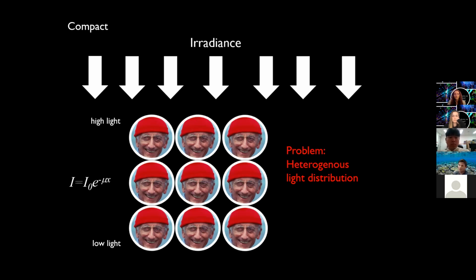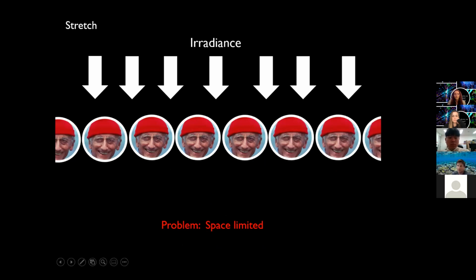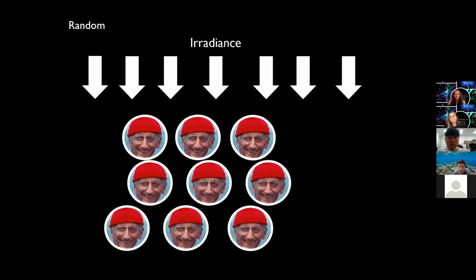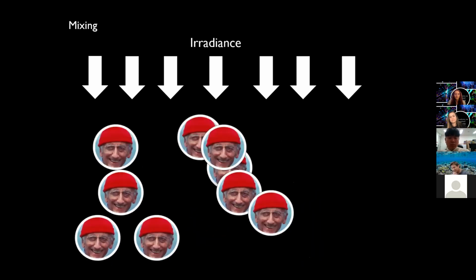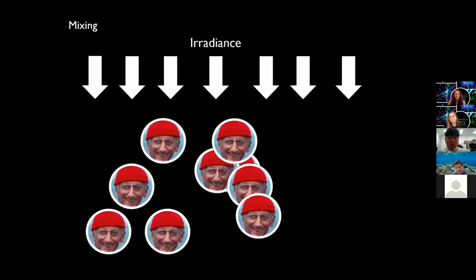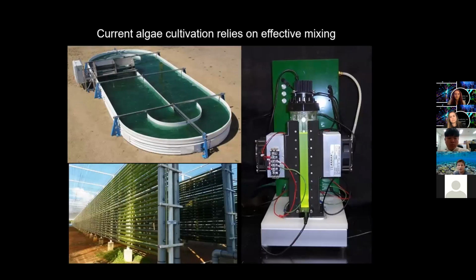So you could also stretch out. But here the problem is now that space is limited, right? So you occupy a lot of space. You could also arrange yourself randomly, but then of course you have to be lucky. Alternatively, you could start mixing. And in fact, this is what most current algal cultivation techniques rely on.